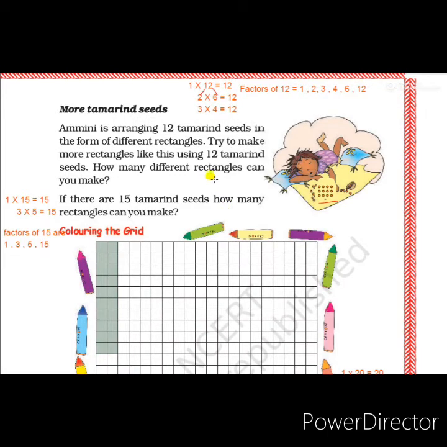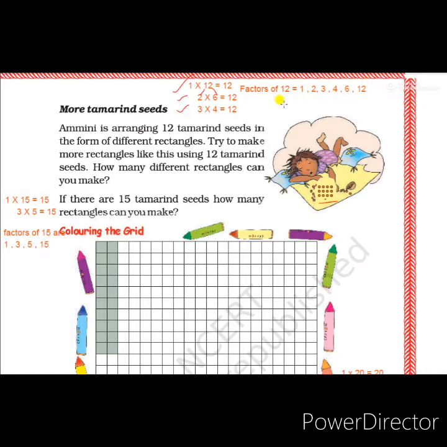Using 12 tamarind seeds we made 3 types of rectangles. First one was 1 into 12, 12. Next one 6 seeds in 2 lines, 2 sixes are 12, and another one we made 4 tamarind seeds in 3 lines, 3 fours are 12. See students, we can make a table. 1 twelve is 12, 2 sixes are 12, 3 fours are 12. Here 1, 2, 3, 4, 6, 12: these we can say are the factors of 12.